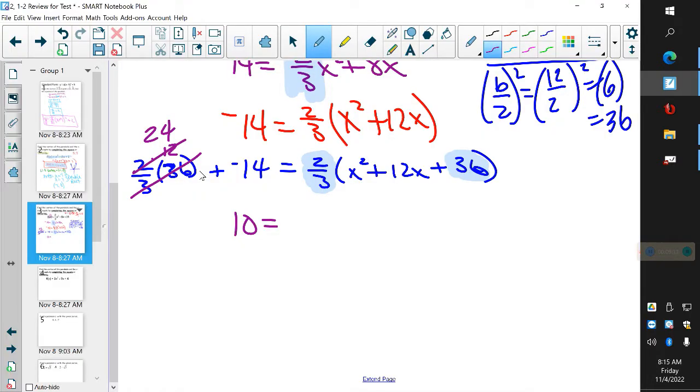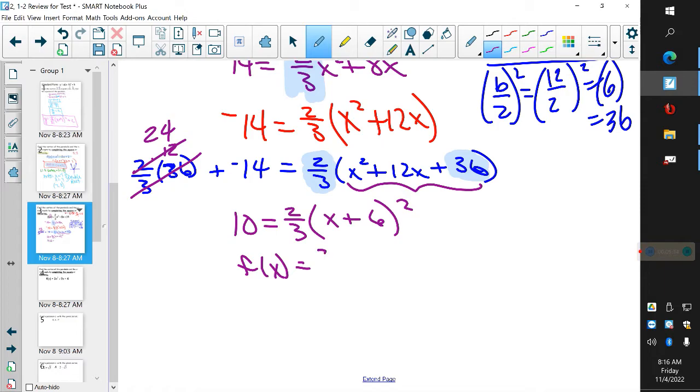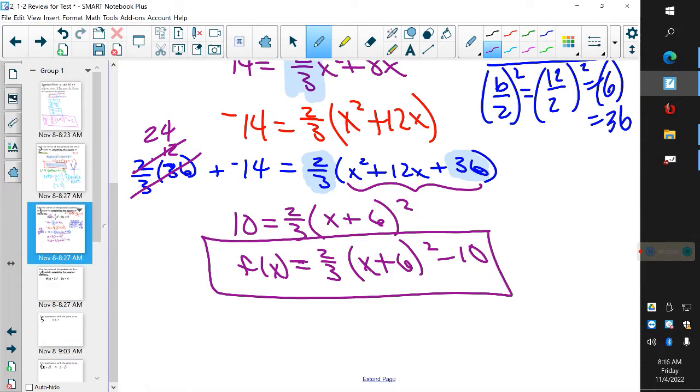Okay, so now we know that we have that. So now I'm going to keep going and having 2/3 here. Those 3 terms are going to turn into what? Binomial. What binomial squared? x plus 6, x plus 6 squared. Very good. Now it says it wants vertex form, so what am I going to do? I'm going to subtract the 10, so f of x is equal to 2/3 parenthesis x plus 6 squared minus 10. This is vertex form.